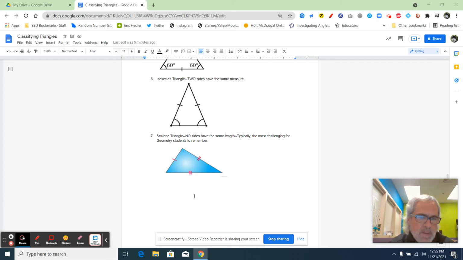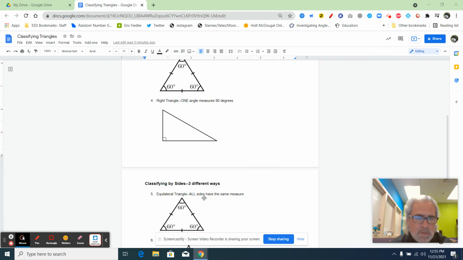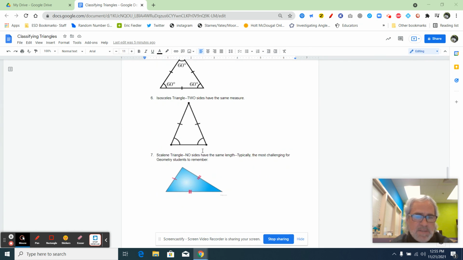So now you could have combinations of these, right? It is possible, for example, you could have a right triangle that has 2 sides the same length. So you would say that's a right isosceles triangle or isosceles right triangle. Either way is satisfactory. And those actually come into play a little bit later in our curriculum. So sides, angles, or a combination of both.